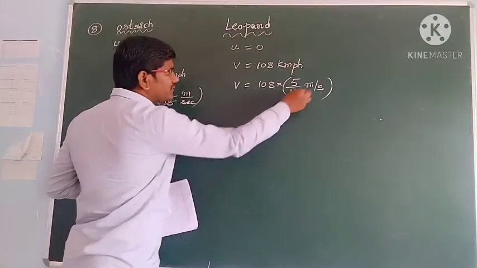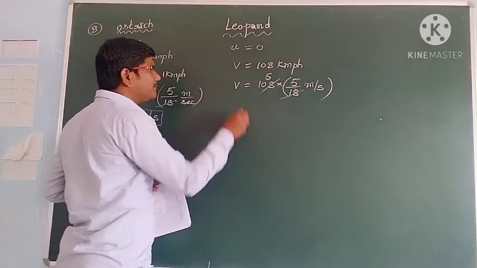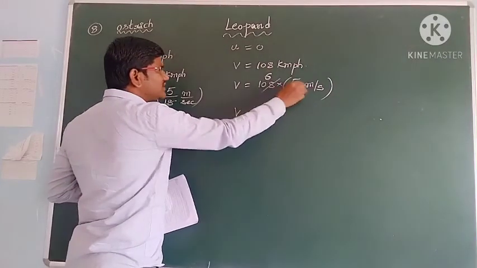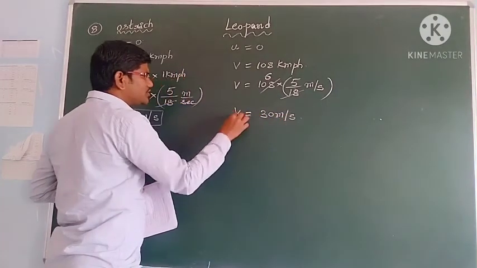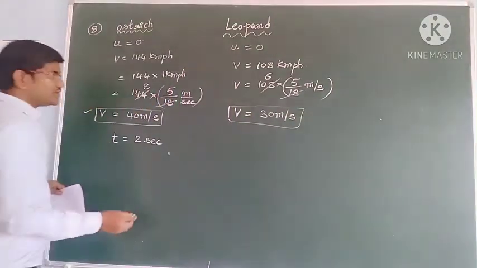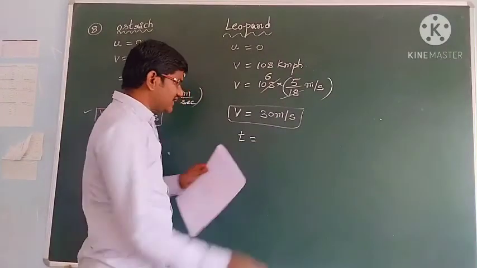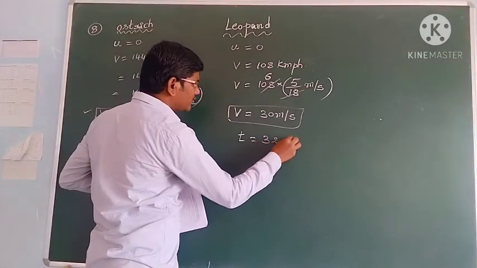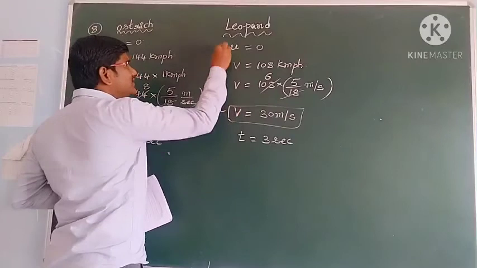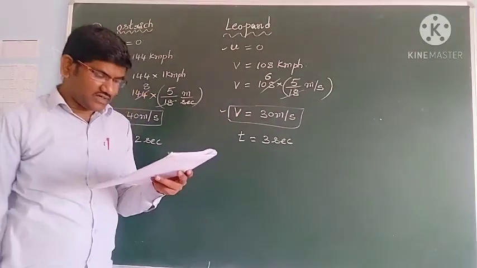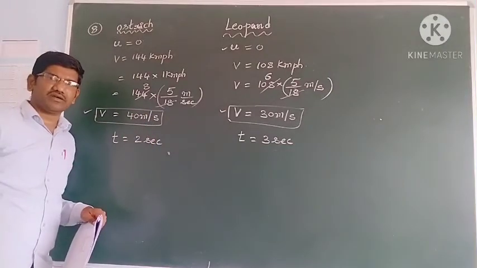Okay students, then 18 sixes are 108. Then v is equal to 6 into 5, what will you get? 30 meters per second. So this is the v value. Okay, fine. So final velocity, and in the time of how many seconds? 3 seconds. Okay students, so initial velocity is given, final velocity is given. Find their accelerations. We have to find the ratio of the accelerations.